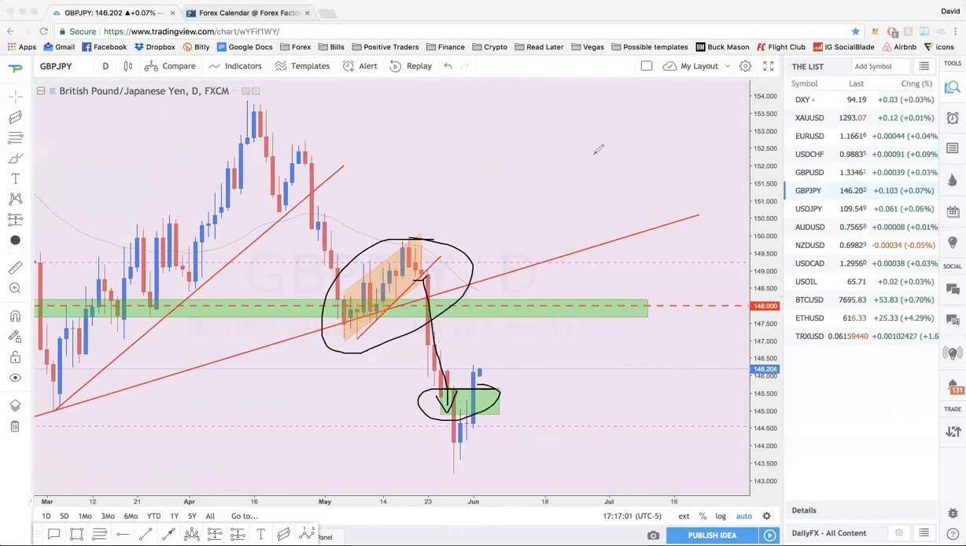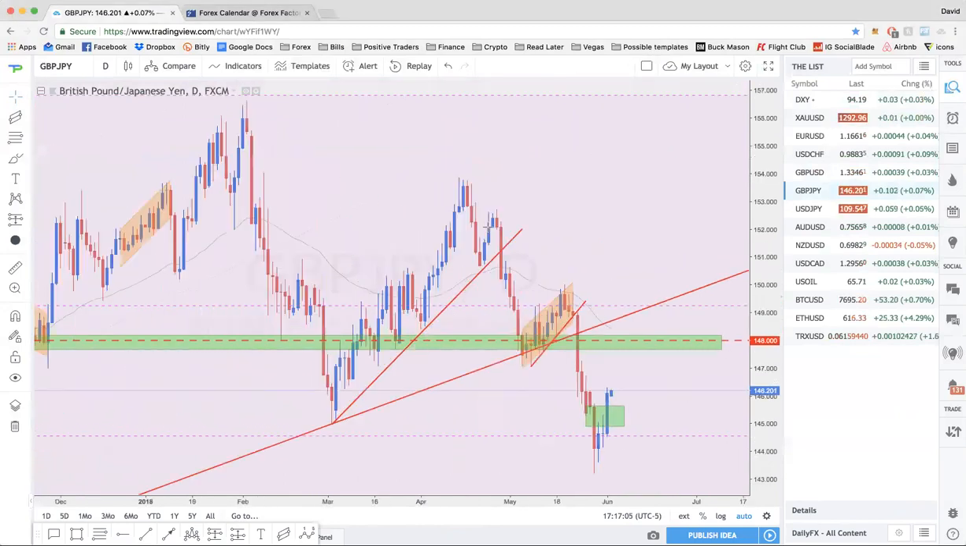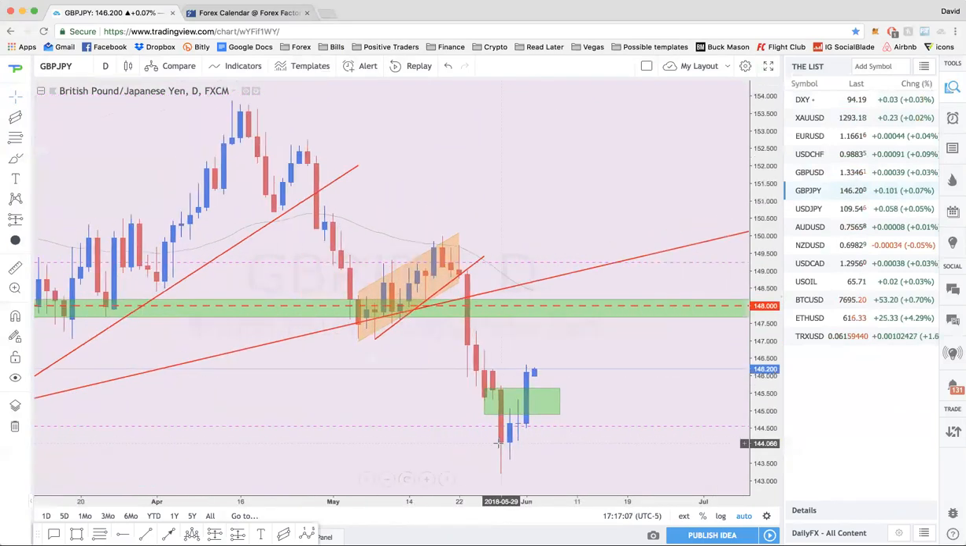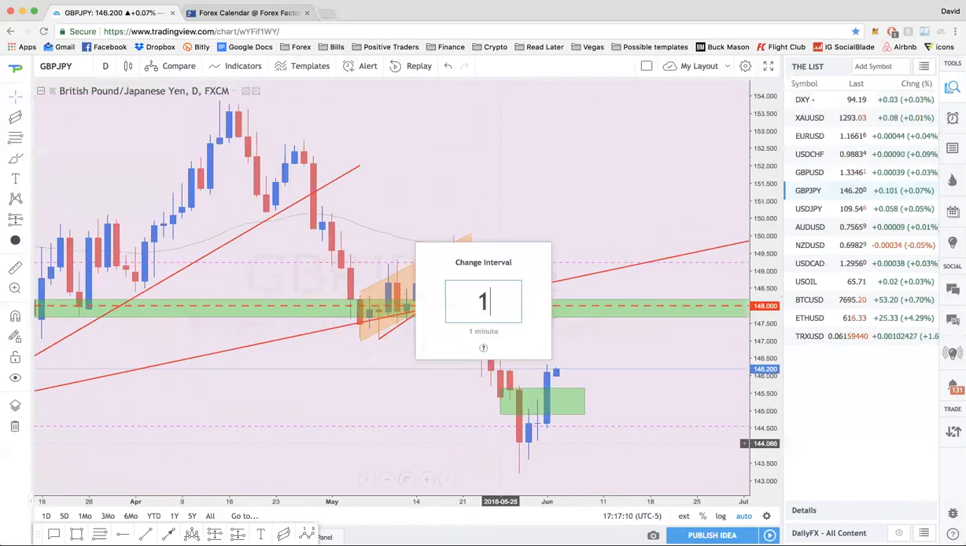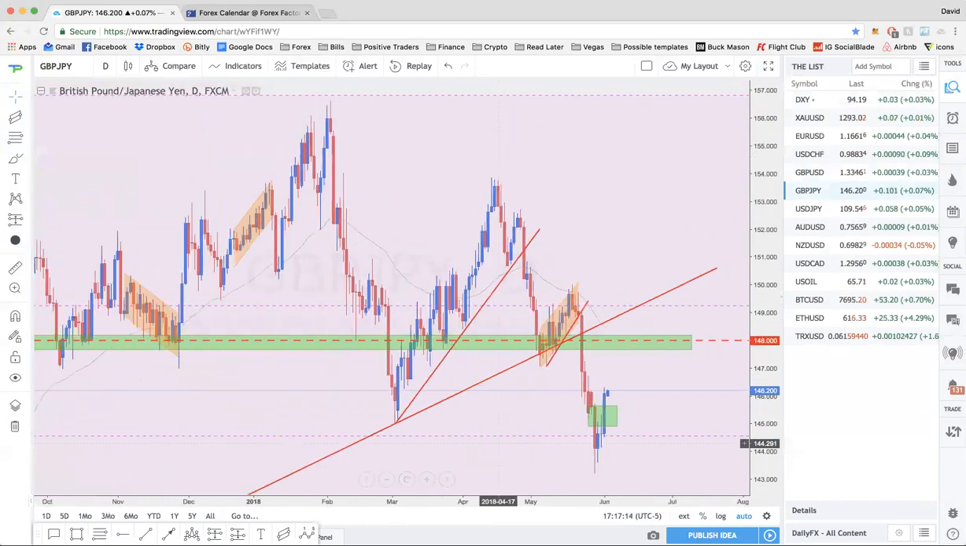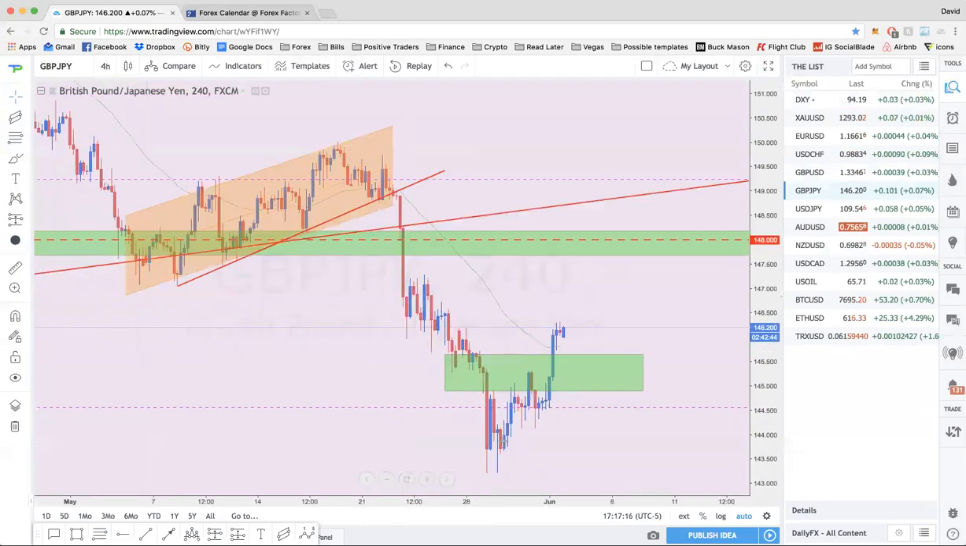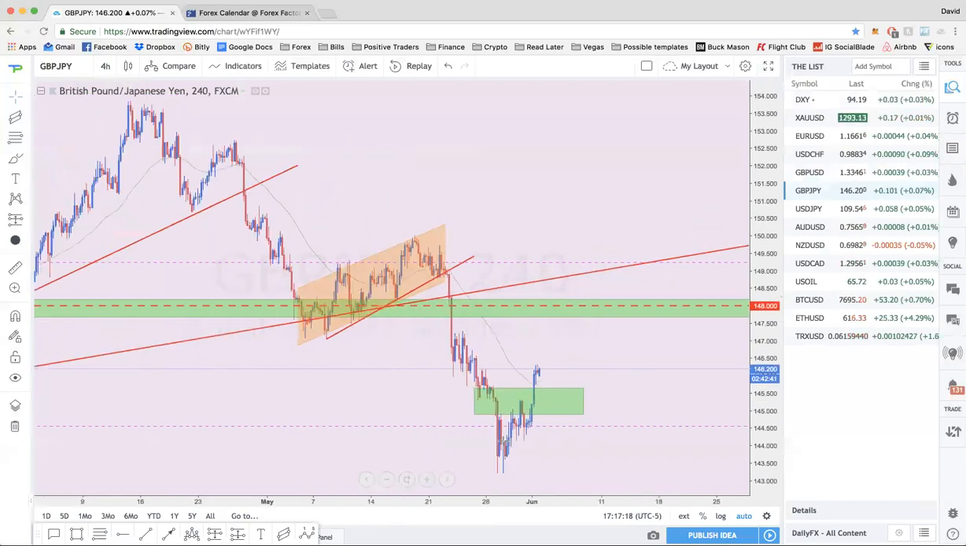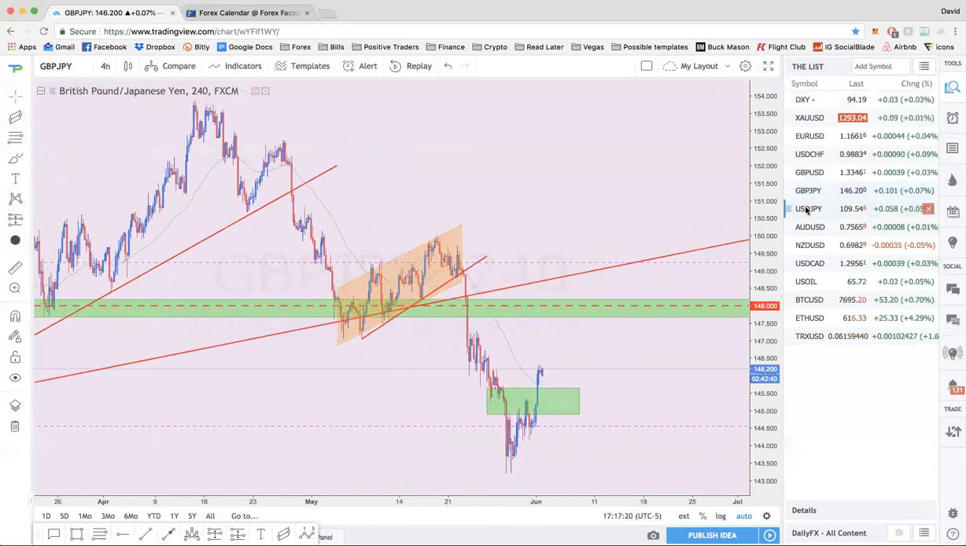Our target of 145.50 was reached. Last week, it dipped a little bit below that area. And then towards the end of last week, we saw a pullback. And I think that we could see a little bit more of a correction. But like I said, ultimately, I'm still expecting downside on this pair, guys. That's what I would like to see.